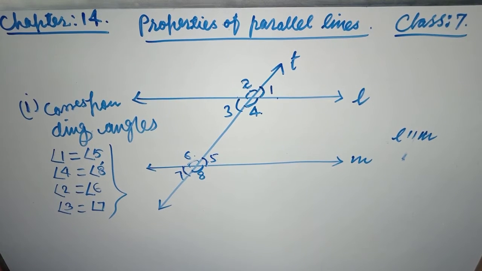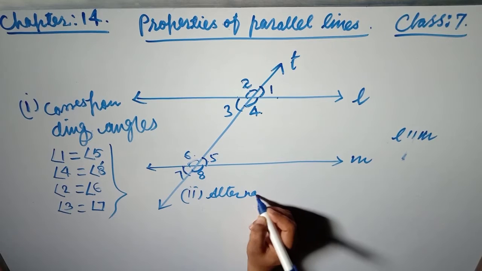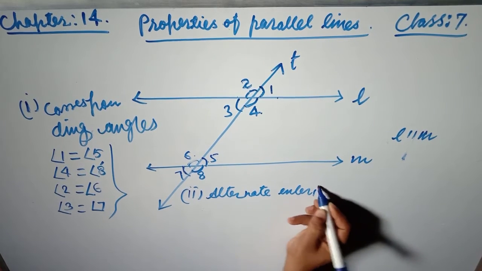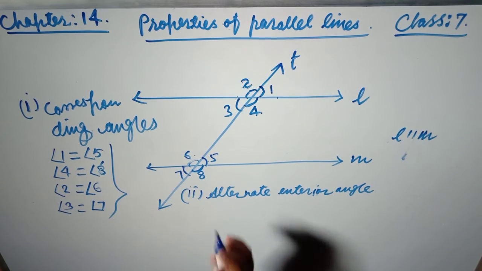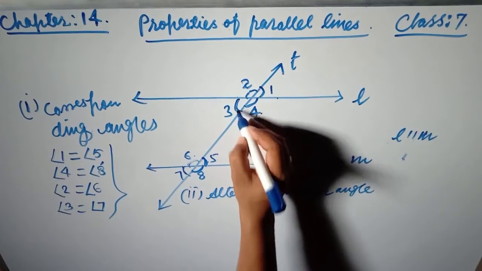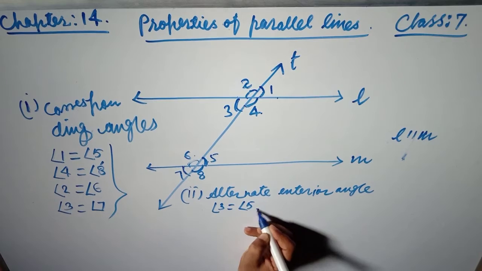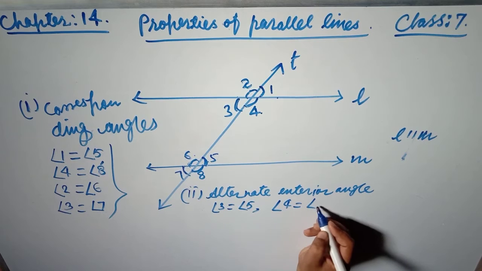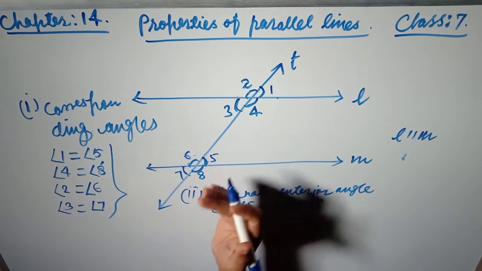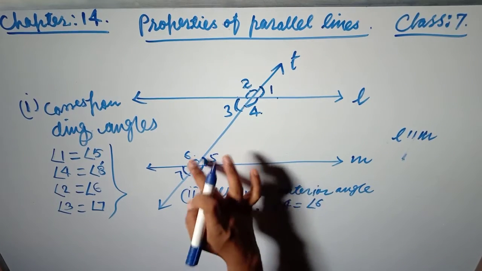Now see the next sub point, alternate interior angles. The second one is alternate interior angles. Now friends, alternate interior angles are also equal. Look at this, angle 5 and angle 3, this is alternate, here and here. So angle 3 is equal to angle 5, alternate interior. Another, this is 6 and this is 4, so angle 4 is equal to angle 6. Alternate interior means these angles are in between the two lines, so this is interior.